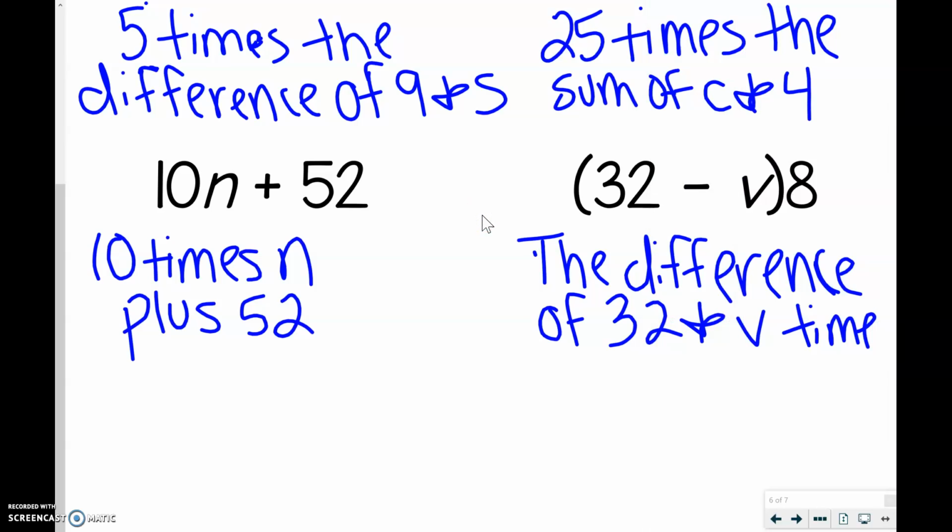The difference of 32 and V times 8. Okay, I know I didn't write my S, but you get the point. So you can say it either way, 8 times the difference of 32 and V, or the difference of 32 and V times 8. Okay, sorry about those technical difficulties.